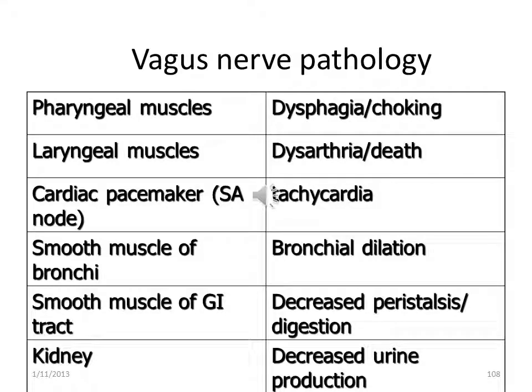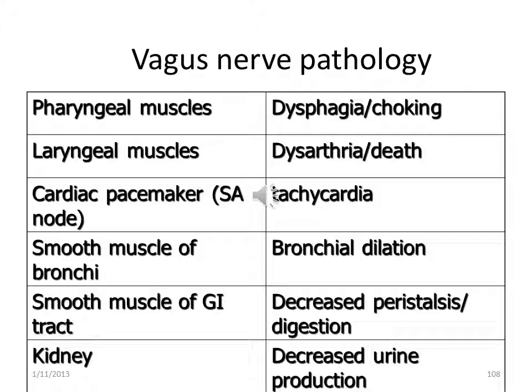This slide summarizes the effects of damage to the vagus nerve. Paralysis of the pharyngeal muscles could cause choking and dysphagia, which is a swallowing deficit caused by lack of coordination or paralysis of muscles of the pharynx. Paralysis of the laryngeal muscles could cause dysarthria, which means slurred or soft speech due to paralysis of vocal muscles.